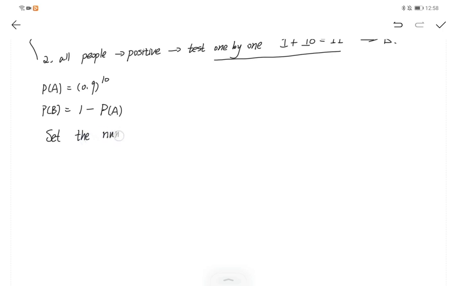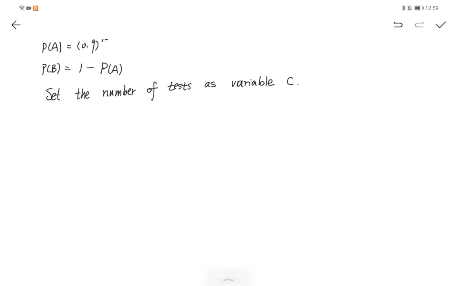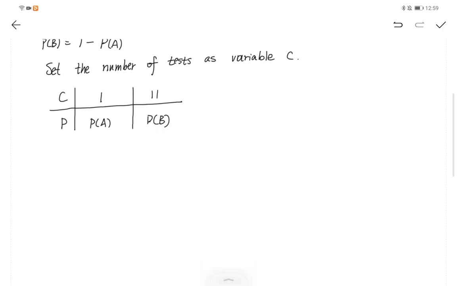Then we set the number of tests as variable C. Then we can count the expectation of variable C. So the expectation of variable C equals 1 multiplied by the probability of event A plus 11 multiplied by the probability of event B.